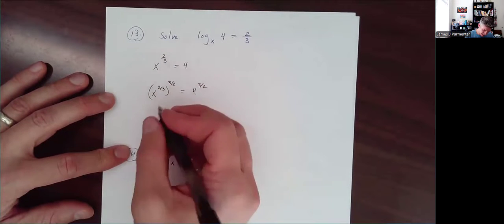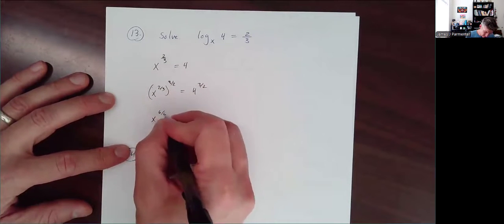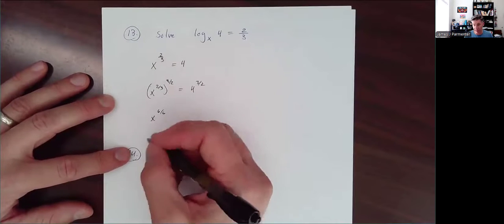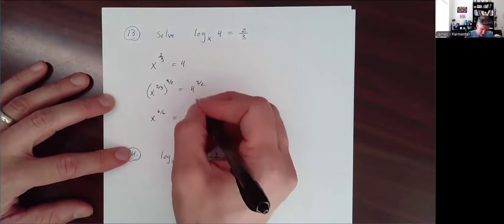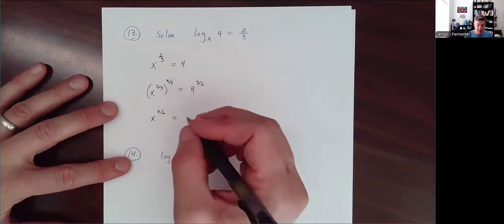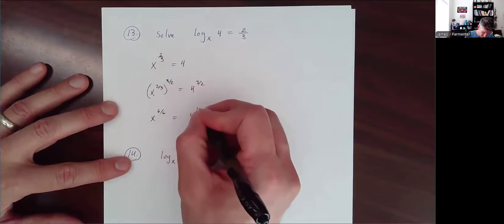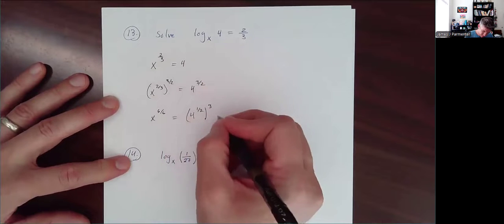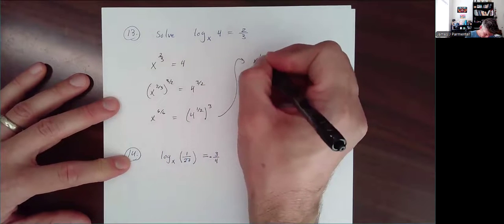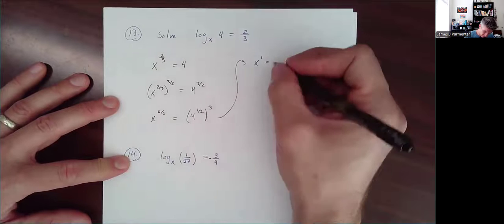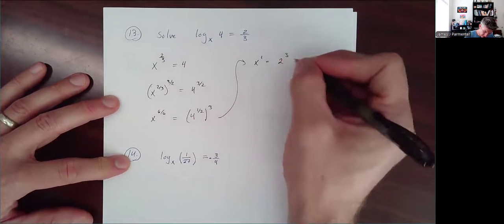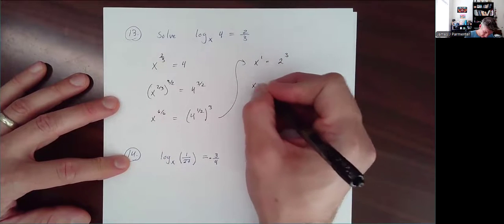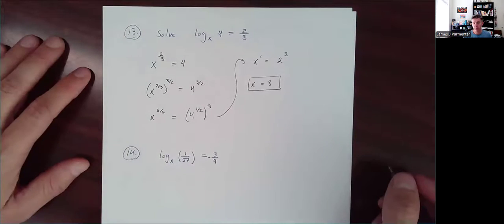X to the 2/3 to the 3/2 is x to the 6/6, which is just x to the 1, which is just x. You don't need to write that. 4 to the 3/2, though, I would strongly recommend breaking up as 4 to the denominator part first, so 4 to the 1/2 to the 3rd. You end up with x to the 1st equal square root of 4, which is 2 to the 3rd power. So x equals 8. Cool.